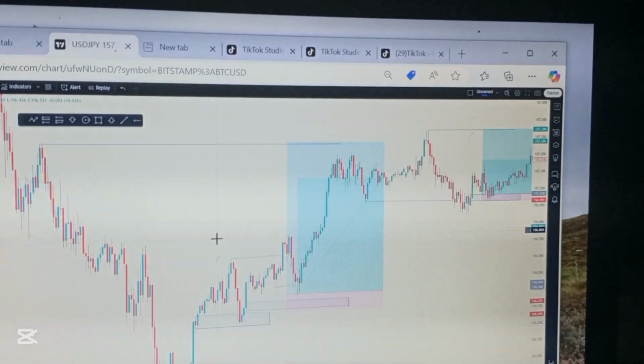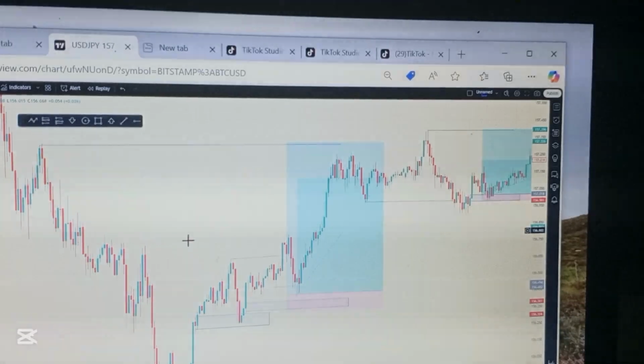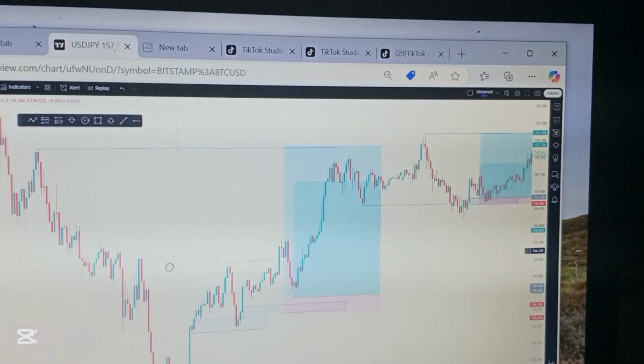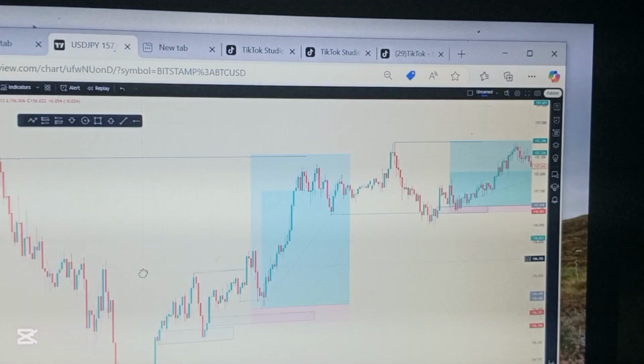So basically this trade is something I missed. I missed the entry I was supposed to take, once I saw that the market was on an uptrend. If you are following me on TikTok, I always post my trades on my stories. There's nothing to hide. If you are following me on TikTok, you know what I'm saying.